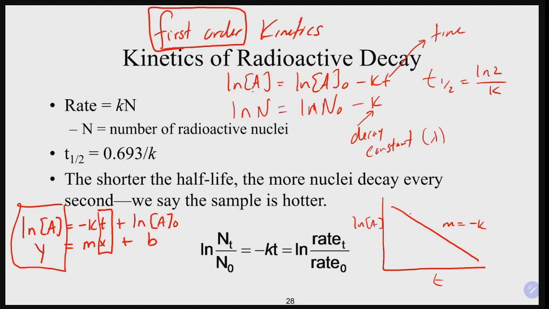By the way, this first A is the final concentration. This A with a naught is the initial concentration. And again, the k is our decay constant. This is also sometimes written 0.693 because that's what you get when you take the natural log of 2 on your calculator. So that is the same thing.